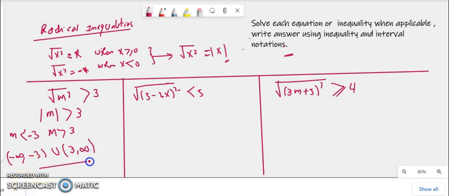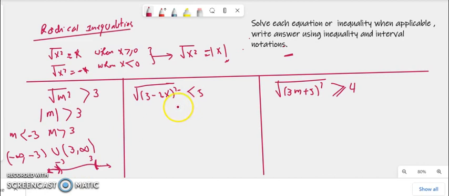In other words, so like that. So this is negative 3, this is 3, and I have parentheses here. Okay. Now let's move to the next one.